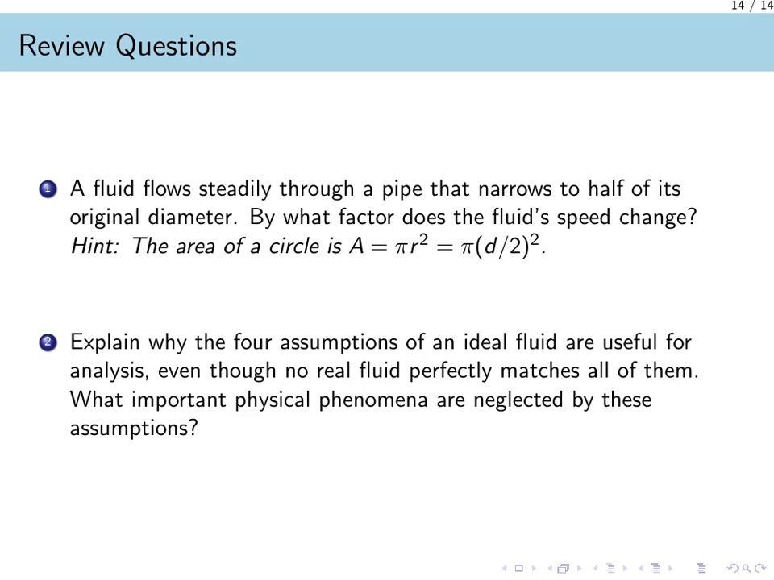The second question asks you to think about the bigger picture. We built our analysis on the 4 assumptions of an ideal fluid. But no real fluid behaves this way perfectly. Why then is this model so useful in physics? Also, what important, real-world phenomena, such as friction or turbulence, are we intentionally neglecting by making these assumptions? Thinking about a model's strengths and limitations is a key skill. Take a moment to work through these problems to test your grasp of the material.